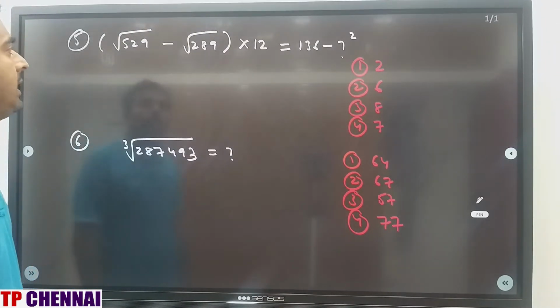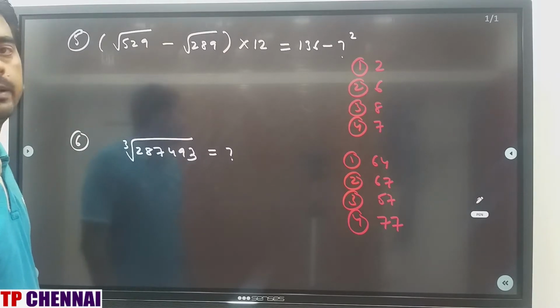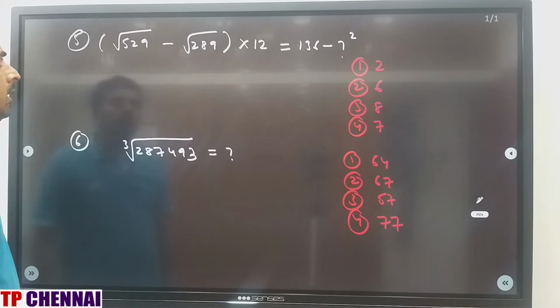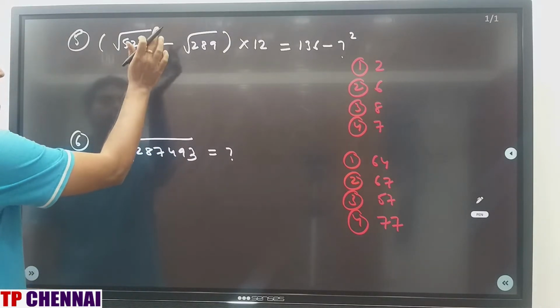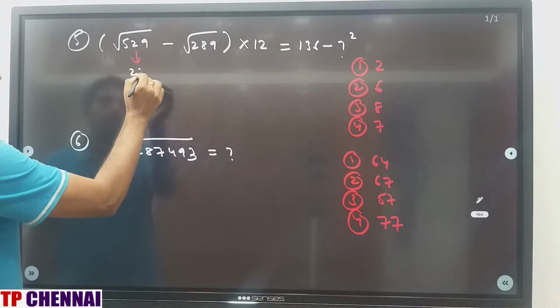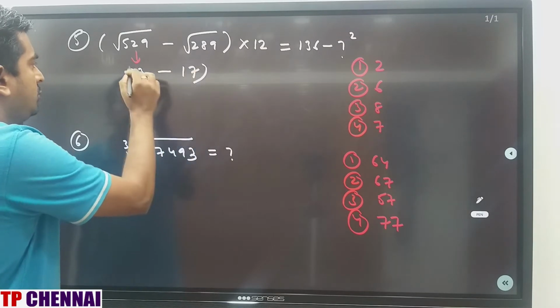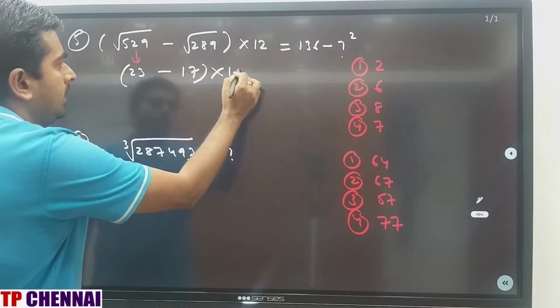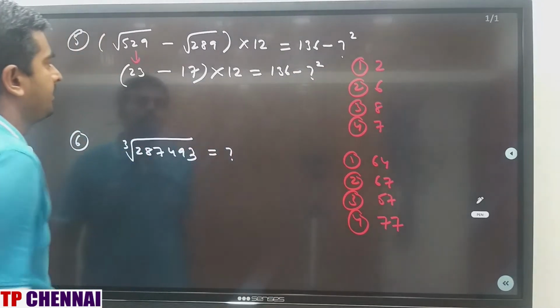Square root of 529 minus square root of 289 into 12 is equal to 136 minus question mark square. Square root of 529 is nothing but 23. So these things you need to memorize, right? So this is nothing but 23 minus square root of 289, which is nothing but 17. 17 square is 289, into 12 is equal to 136 minus question mark square.